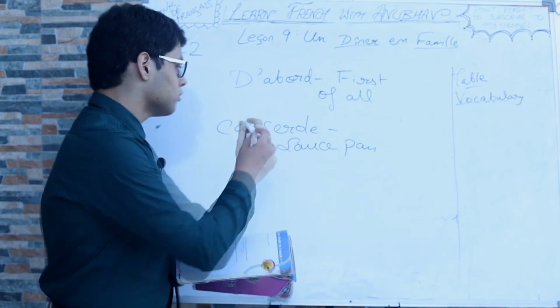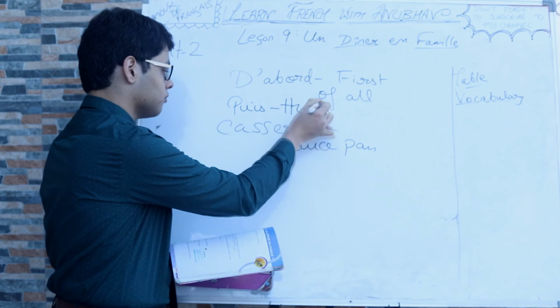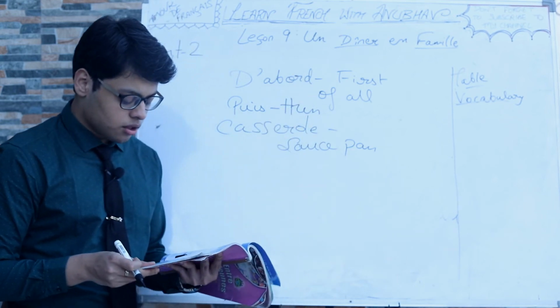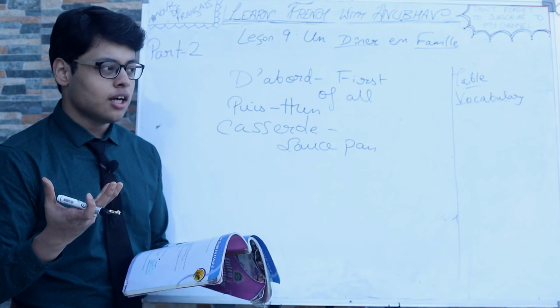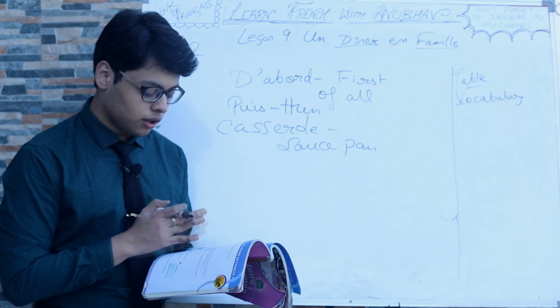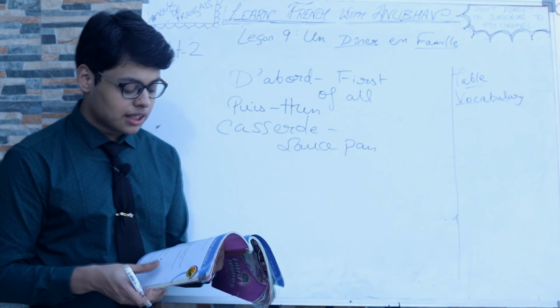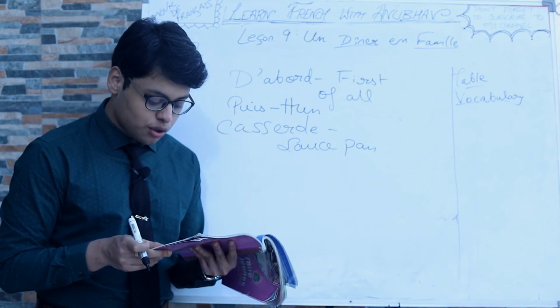Puis means then. Then, faites le cuire doucement. Then cut it in small pieces. So chocolate, if you didn't get it in small pieces, you need to cut the whole thing in small parts or portions. Remuez bien le chocolat avec une cuillère.